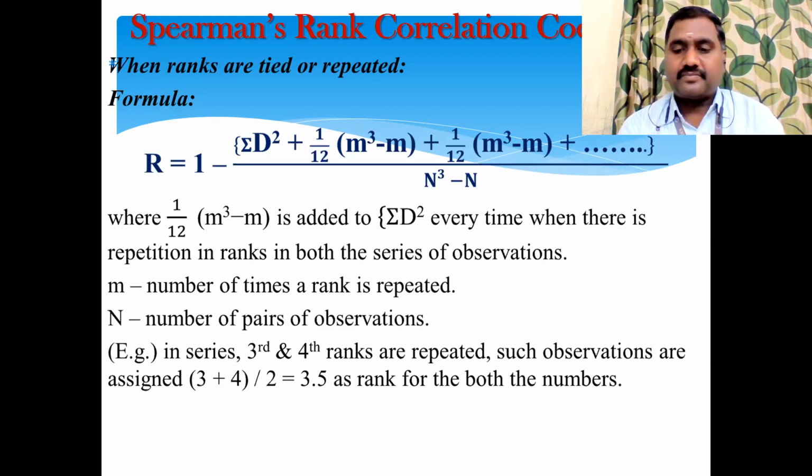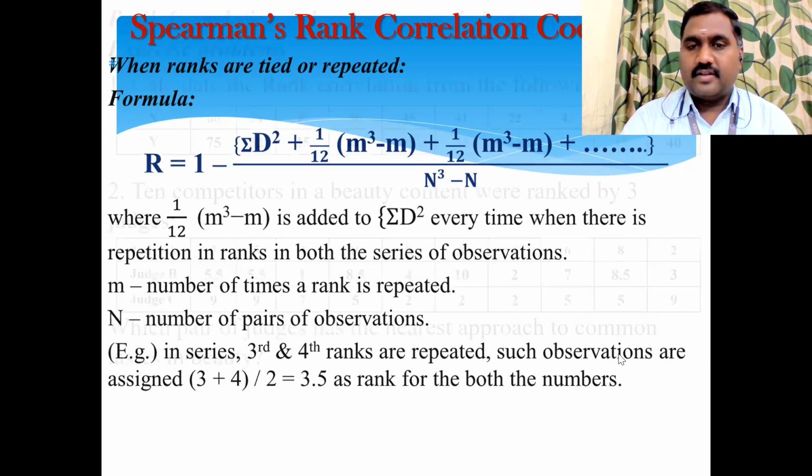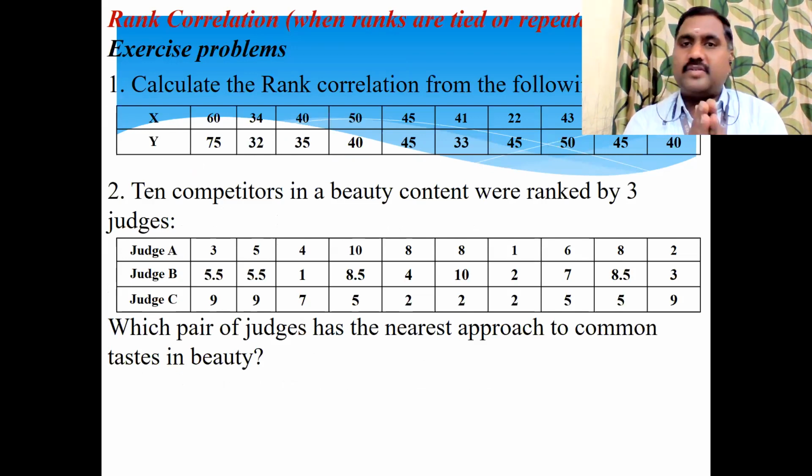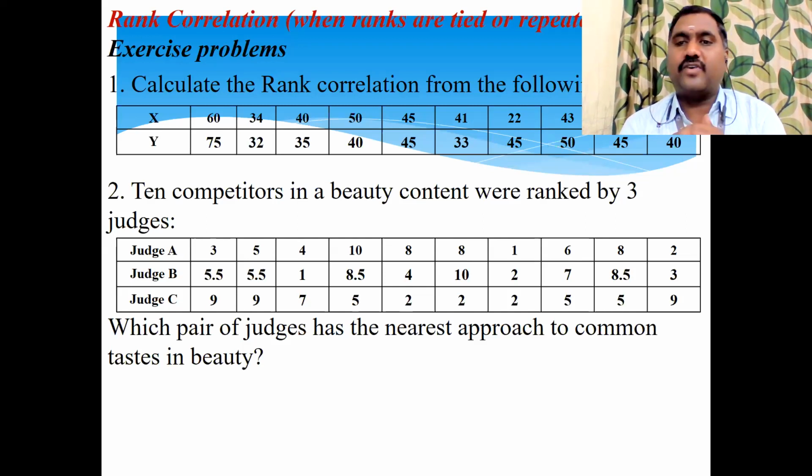Any doubts? Shall we move on to the next topic? And this is the problem we worked out, right? I already told you, if two variables are given, in x there is no repetition. In y there is a repetition. 45 is repeated 2 times, and 40 is also repeated, right? Yes, 45 is repeated 3 times, 40 is repeated 2 times. So you have to take 2 times 1 by 12 (m power 3 minus m).